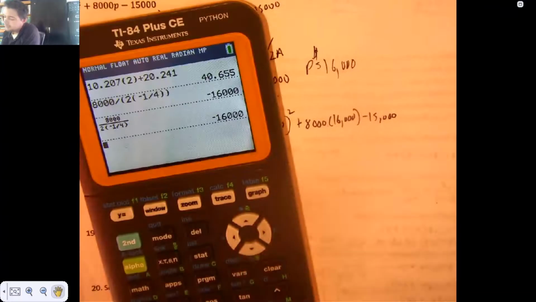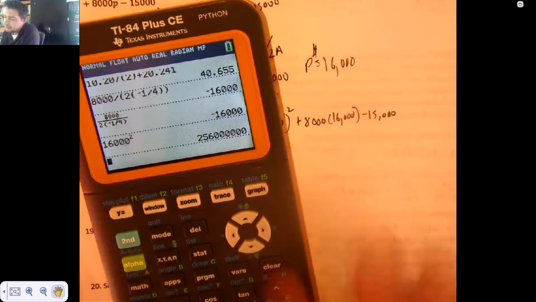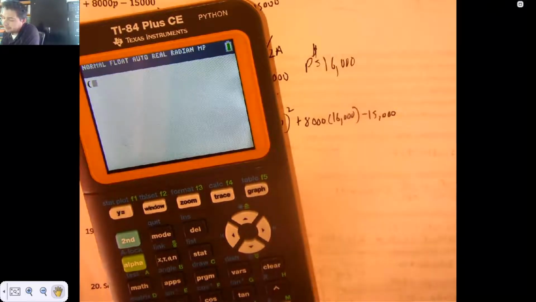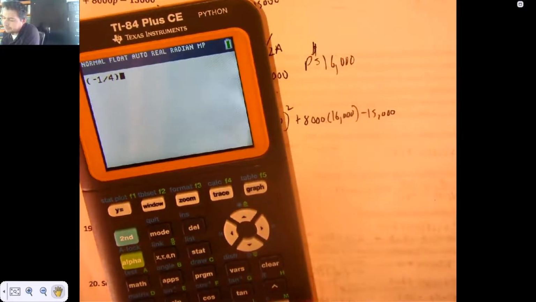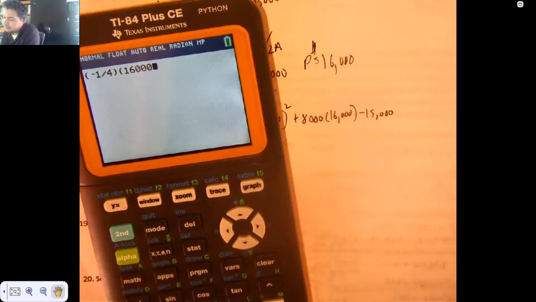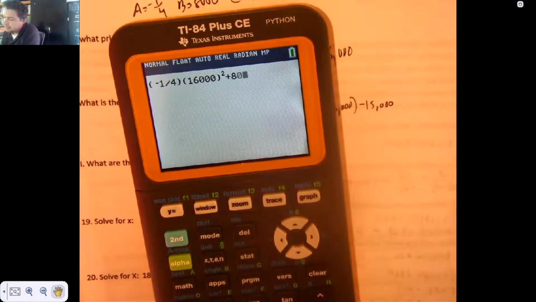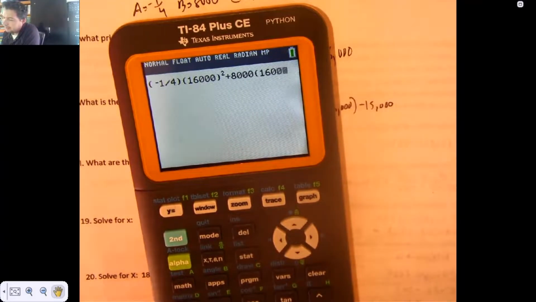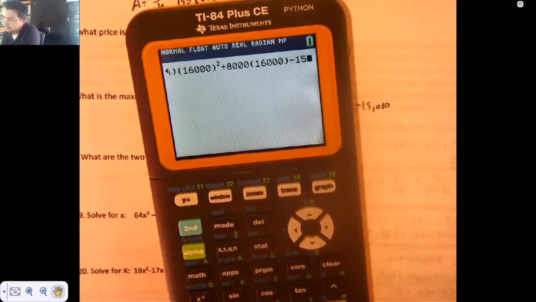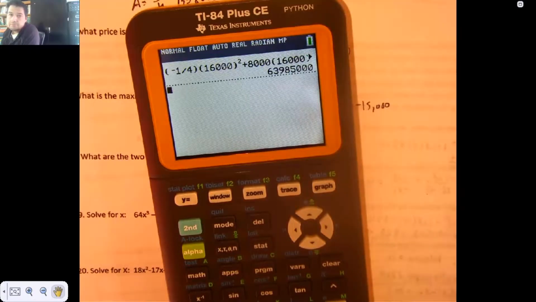So I have no idea what that is. Take 16,000 and square it. Actually, you know what? I'm just going to type the whole thing in. Negative 1 over 4 times 16,000 squared, then plus 8,000 times 16,000, and then minus 15,000. There's their maximum revenue. $64 million almost.